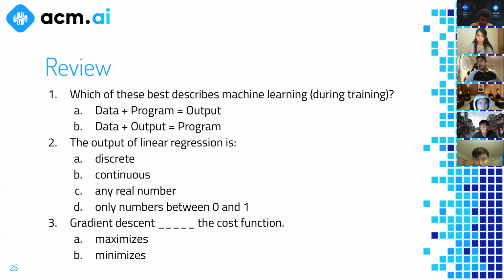All right, so looks like we got a few answers. So most of the chat, an overwhelming majority, 100 out of 100, got B, data plus output is the program. So like we said before, we pass in the data and we pass in the output to judge the data based on our already ground truth, and we get a program based on it. And yeah, that's the correct answer. So number 2, the output of linear regression is what? So this is kind of a tricky question, but it was in the slides. So I'll give you some time to do that, maybe a couple of minutes.